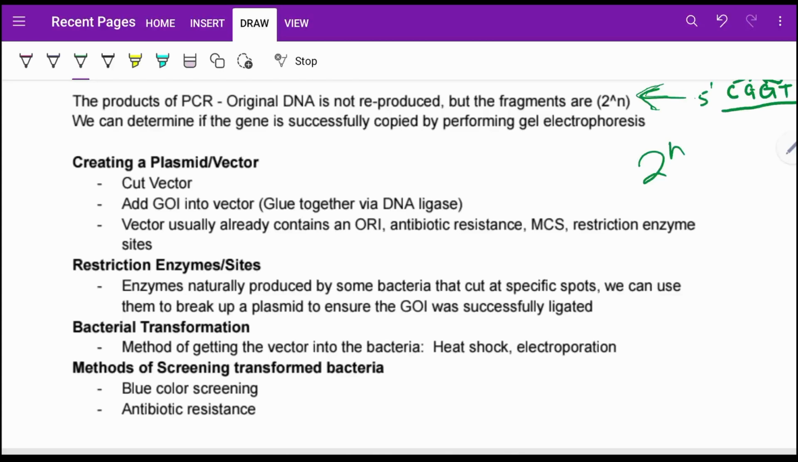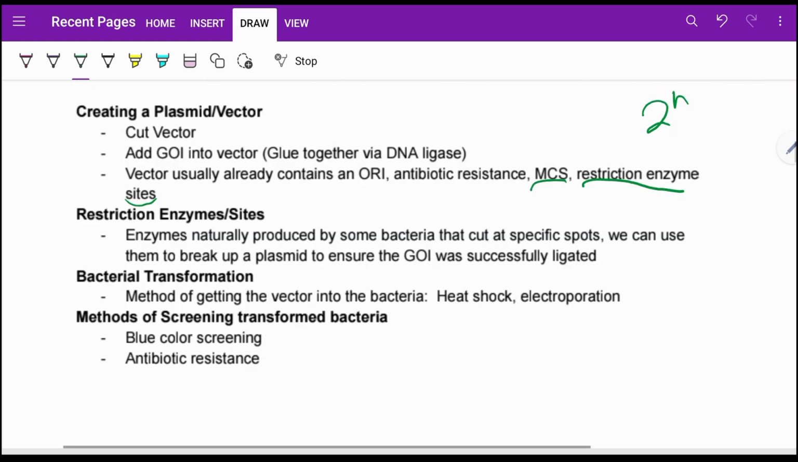But this vector will usually be pre-built, and it will contain an origin, it will contain antibiotic resistance, it will contain sites to insert the gene, and it will contain restriction enzyme sites. So what are restriction enzyme sites? Restriction enzymes are basically enzymes that were produced by bacteria, and they cut DNA at very specific sequences. Each enzyme has one DNA sequence that it will cut at. And so by using specific restriction enzymes, we can cut the plasmid exactly where we want into fragments, which is called a restriction digest.